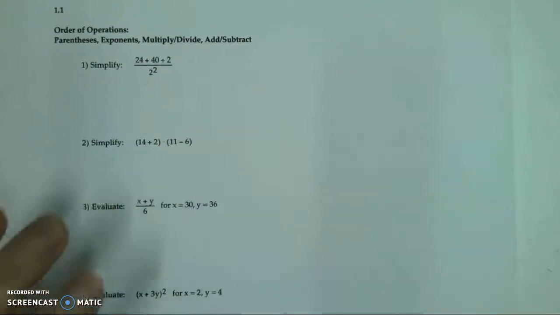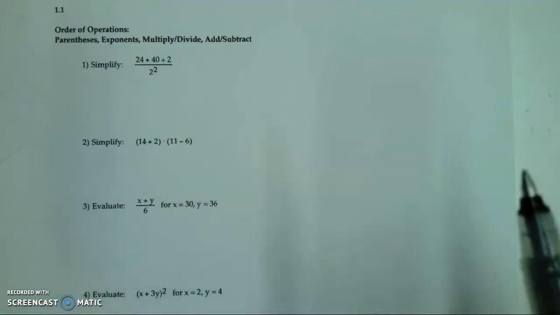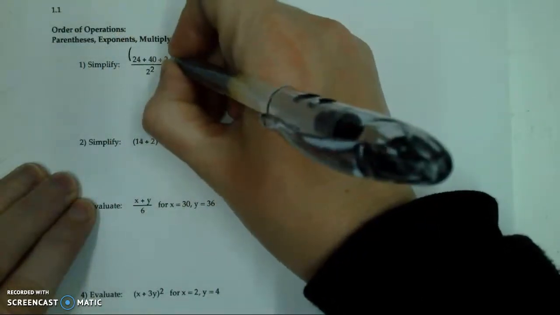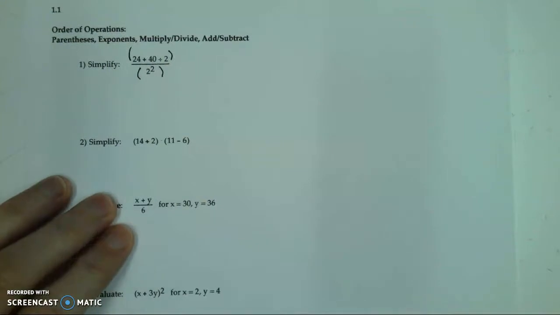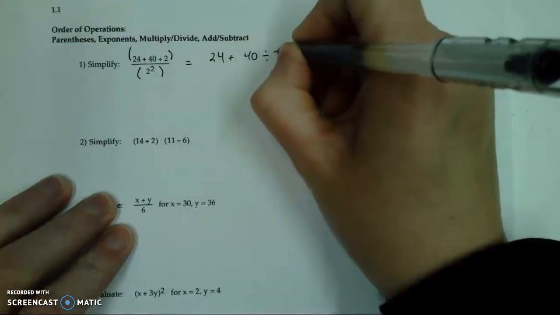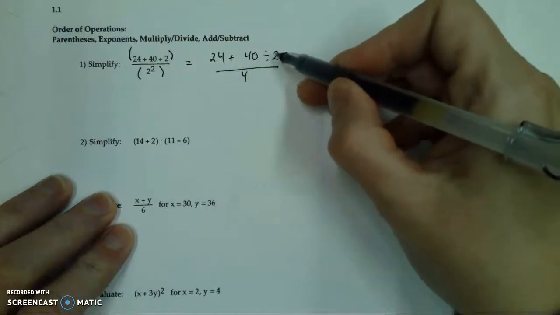So let's see some problems. Number one, I've got 24 plus 40 divided by 2, all over 2 squared. We don't actually have it written, but there are understood parentheses in both the numerator and the denominator. So for this problem, that division is actually the last thing I'm going to do. By order of operations, I'm going to do that squaring in the bottom first, which is 4.